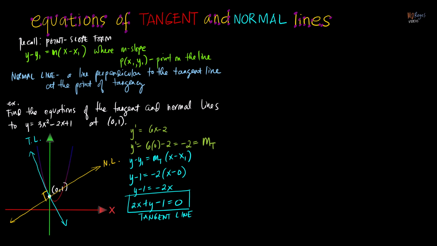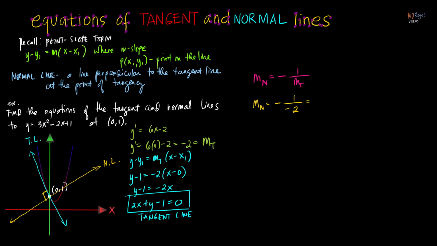Now, we'll also use the point-slope form of the equation of a line to find the equation of the normal line, but we need to find the slope of the normal line first. Since the normal line is perpendicular to the tangent line, the slope of the normal line will just be the negative reciprocal of the slope of the tangent line. Therefore, if the slope of the tangent line is negative 2, the slope of the normal line will just be the negative of 1 over negative 2.